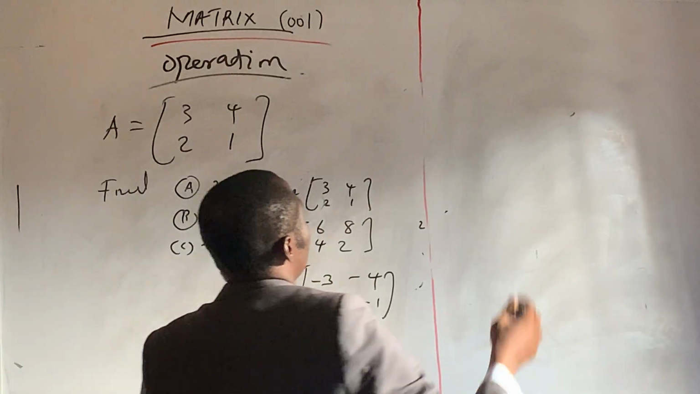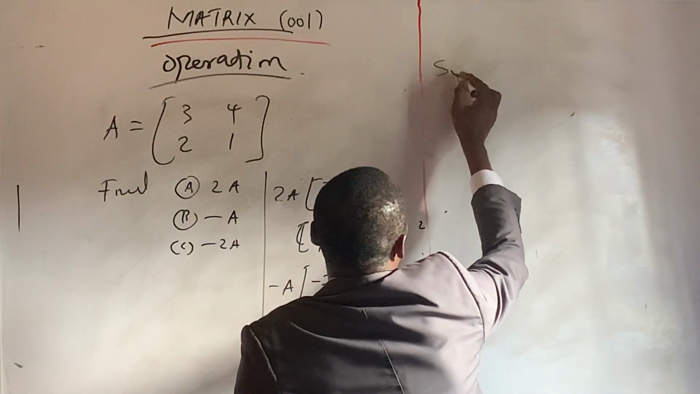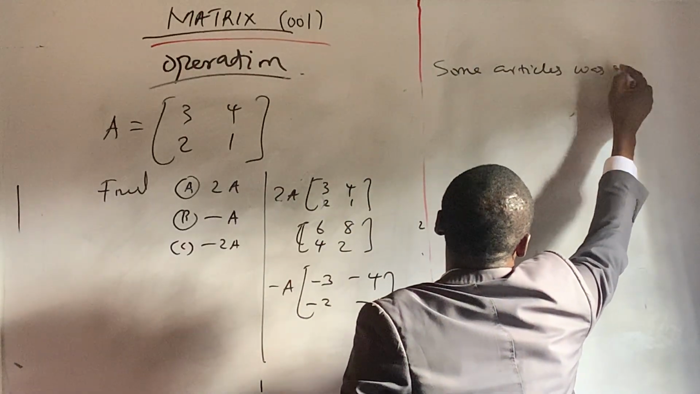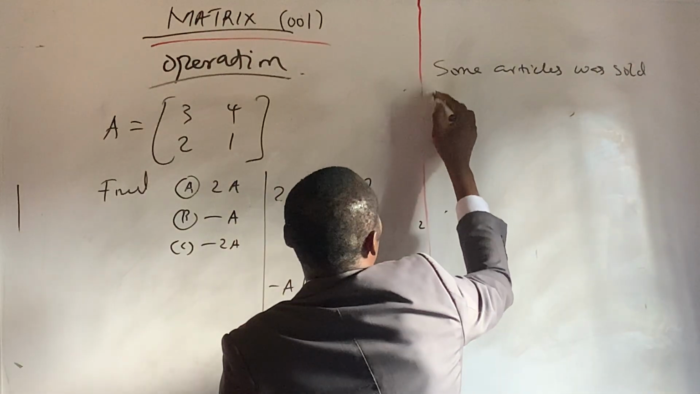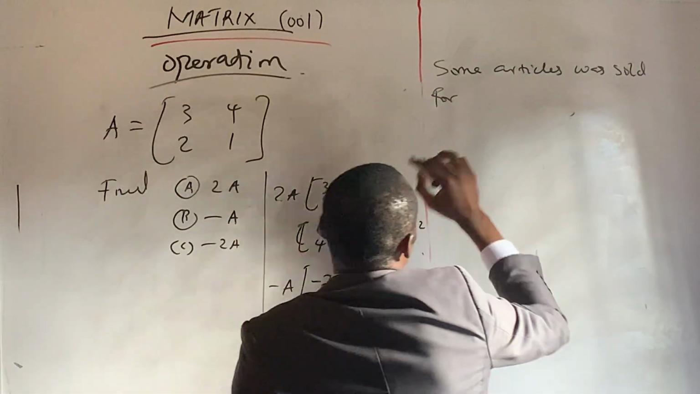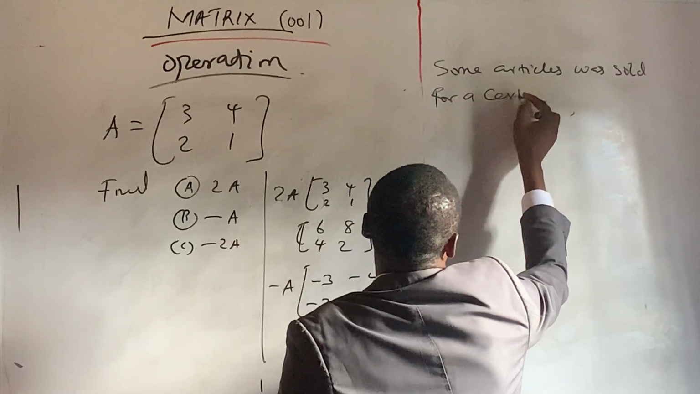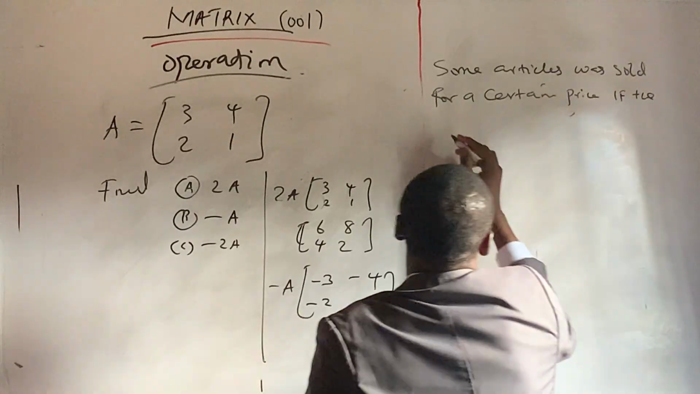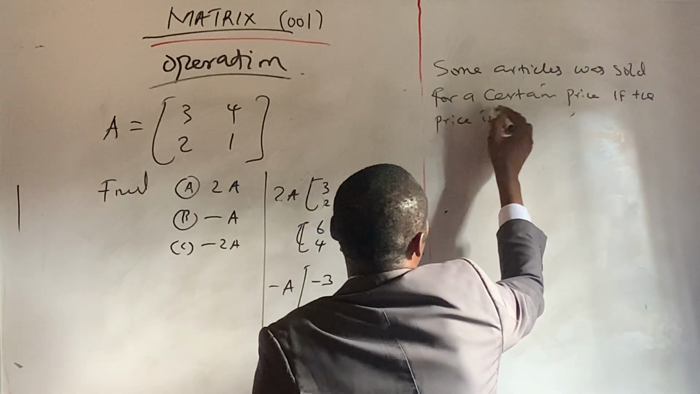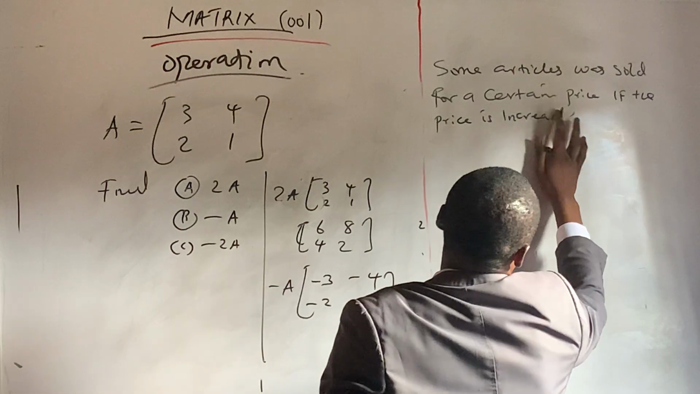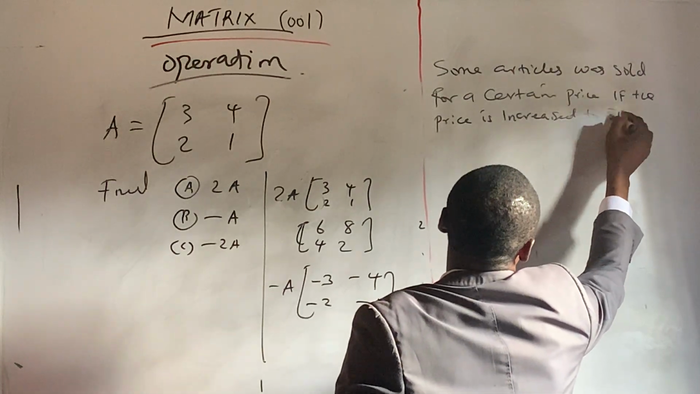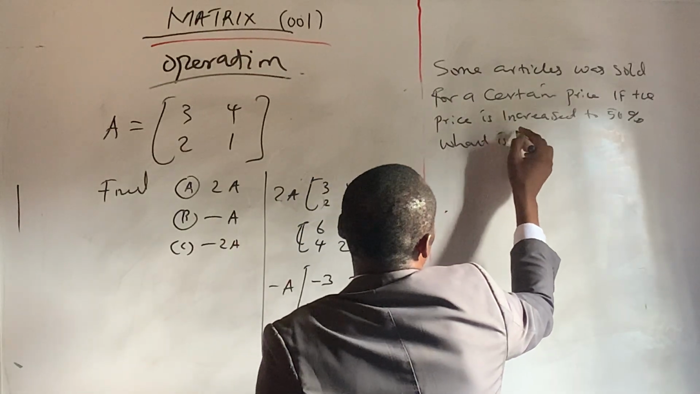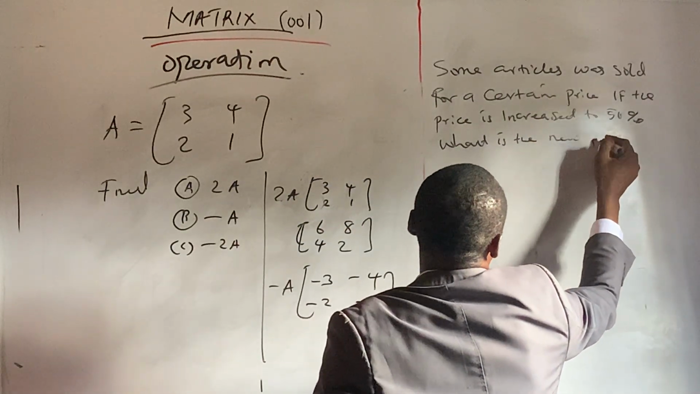Let's say some articles were sold for a certain price. If the price is increased by 50%, what is the new price?